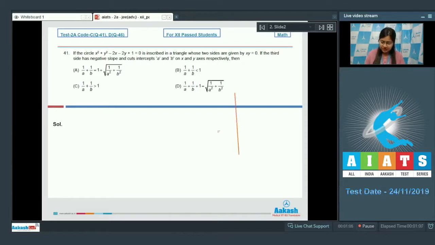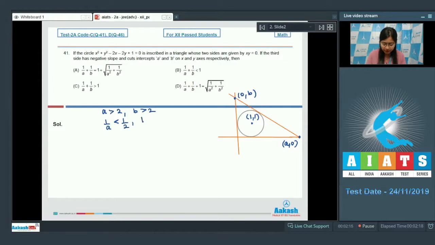So let us say this is the coordinate axis and this is the circle. Let us say the third side is like this. The circle has center 1, 1, and let us say this point is (A, 0) and this point is (0, B). Now seeing the figure, we can say that A is definitely greater than 2 and B is also greater than 2, which means that 1 by A is less than 1 by 2 and 1 by B is less than 1 by 2.